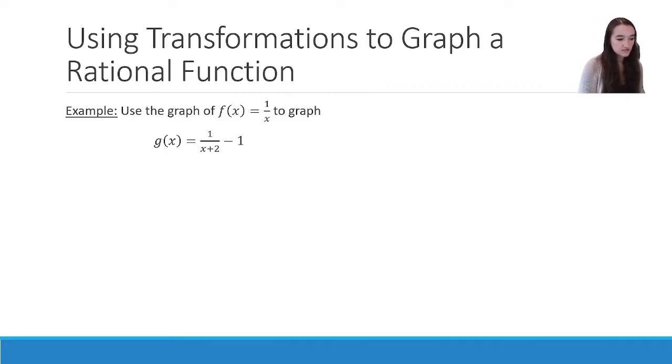Essentially, we can use our knowledge from chapter 1, where we learned how to work with transformations. So we're going to apply those transformations to a reciprocal graph. So here we have g of x equals 1 over x plus 2 minus 1, and we want to apply transformations to f of x equals 1 over x in order to attain the final graph of this.